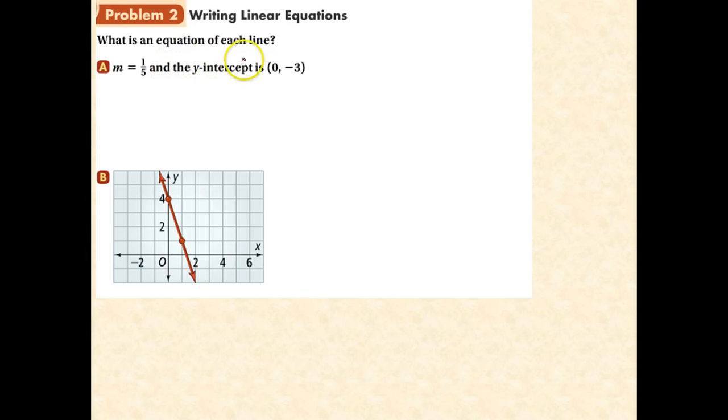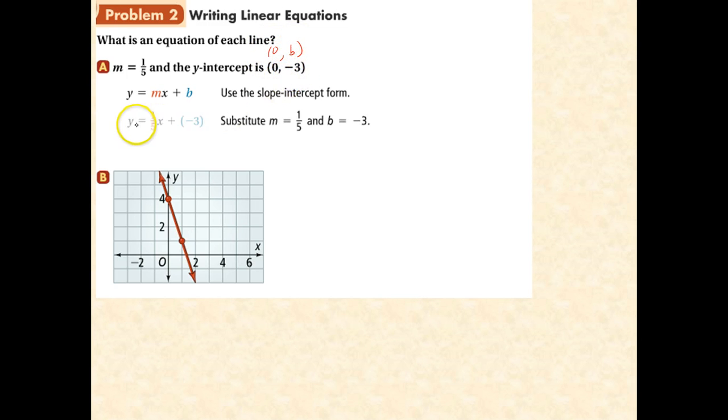Alright, what is an equation of each line? Here the slope is 1/5, the y-intercept is (0, negative 3). So here's slope-intercept form. We're going to plug a 1/5 in for m, and b, remember it's (0, b), b is negative 3. So y equals 1/5 x plus negative 3. Adding a negative is the same as subtracting. So y equals 1/5 x minus 3.